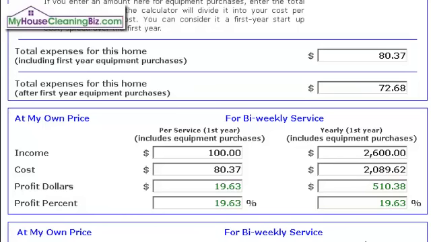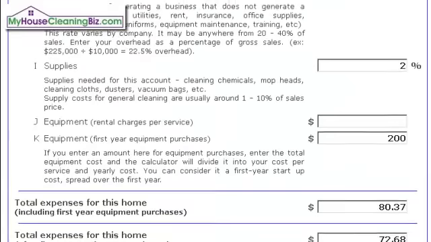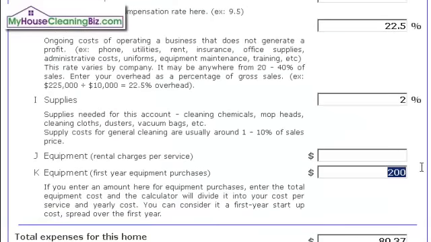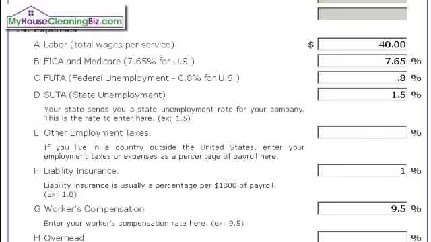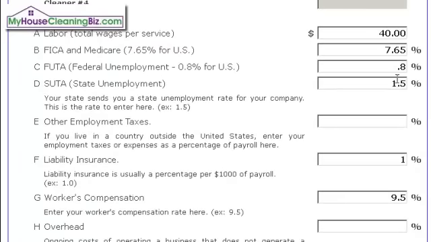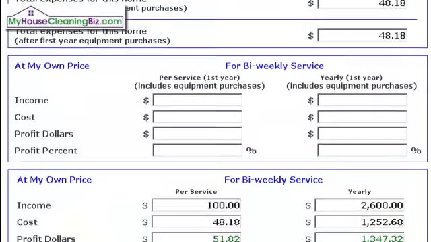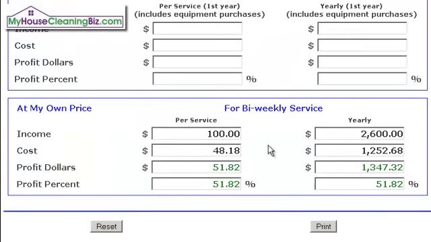Now one more thing I wanted to show you before I finish is I'm just going to blank out our supplies, and I'm going to blank out the overhead, so that our expenses now are strictly labor burden. We've got all our employment expenses and insurance and workers' comp. That's your labor burden. And the reason I want to do that is because I want to take a look at the bottom number here. You'll notice that our profit percent is now 51.82% and our cost is 48.18.